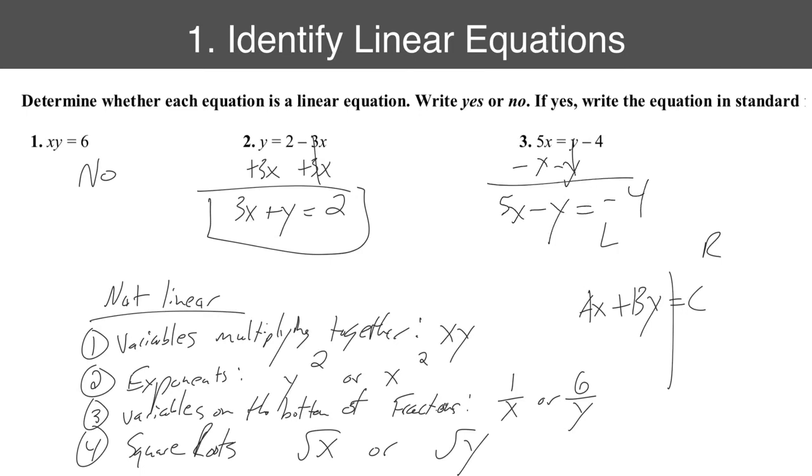Again, ask yourself the 3 questions. Is my x negative? No. Do I have fractions? No. And can I simplify? 5, negative 1, and negative 4. I can't simplify that, so I'll leave it alone, and that's my answer. So that's how you identify linear equations and then put them in standard form. Let's move on to the next section.